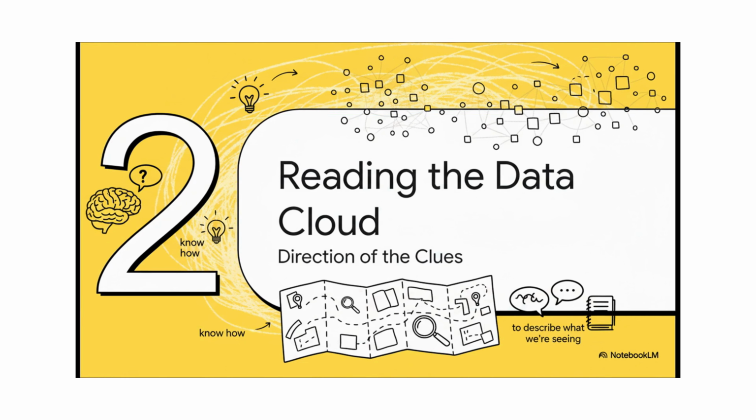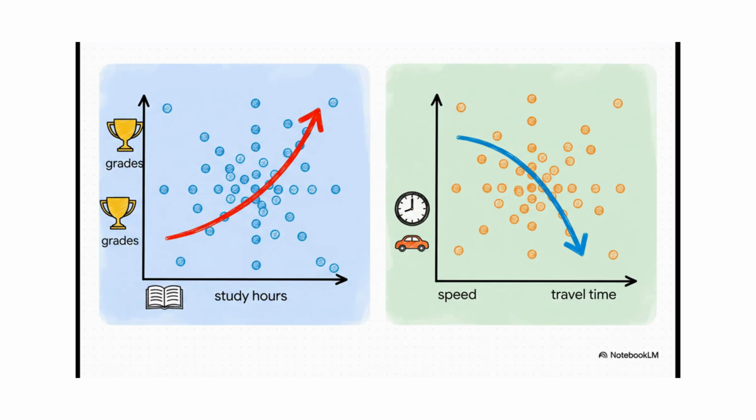We need the right words to describe what we're actually seeing in that cloud of data points. Our data cloud can basically point in two main directions. First, you might see a positive correlation. That's when the dots generally slope upwards. As one thing goes up, the other tends to go up too, just like we suspect with study hours and test scores. The opposite is, you guessed it, a negative correlation.